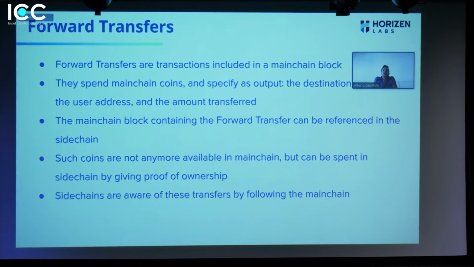And then the main chain block that contains the forward transfer, so this transaction, can then be referenced in the sidechain. Remember, we have this assumption that the sidechain knows the structure of the main chain, so it can reference main chain blocks in order to provide proof that something related to that sidechain existed. Once this transaction has been processed and included in a block in the main chain, the coins that we have spent and sent to the sidechain are no longer available in the main chain. Any node in the main chain is aware that the coins are no longer there.